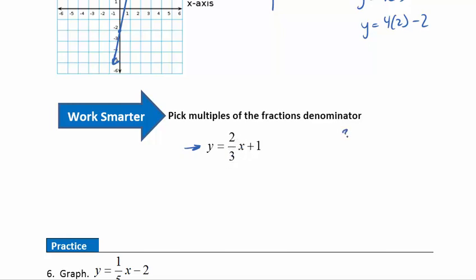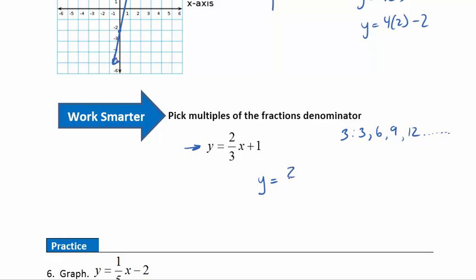And remember, multiples of 3 look just like this. 3 times 1, the answer to that is 3. 6, 9, 12, ... Those are the values I want to put in here, because if I put those values in here, the fraction's going to go away. Let me show you what I'm talking about.